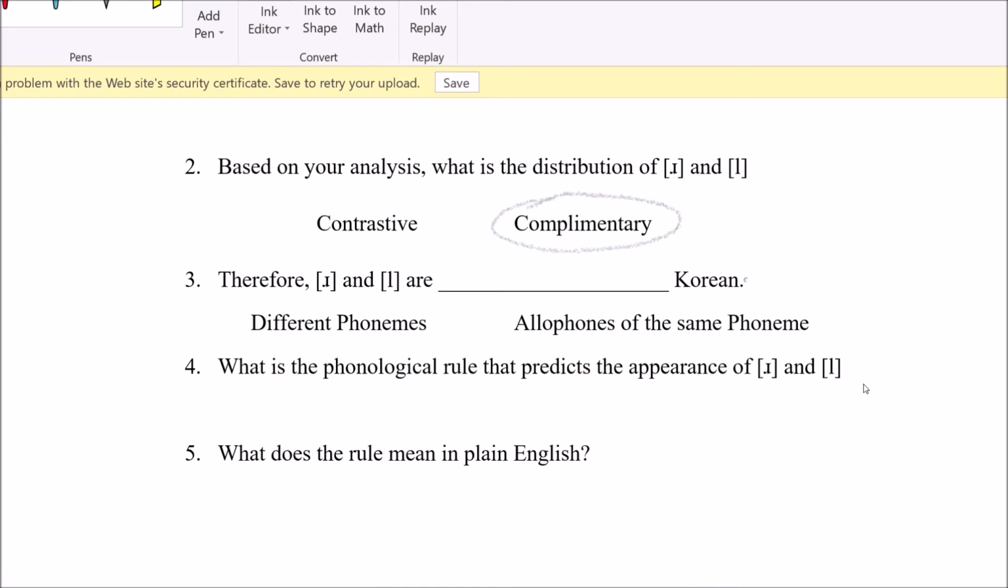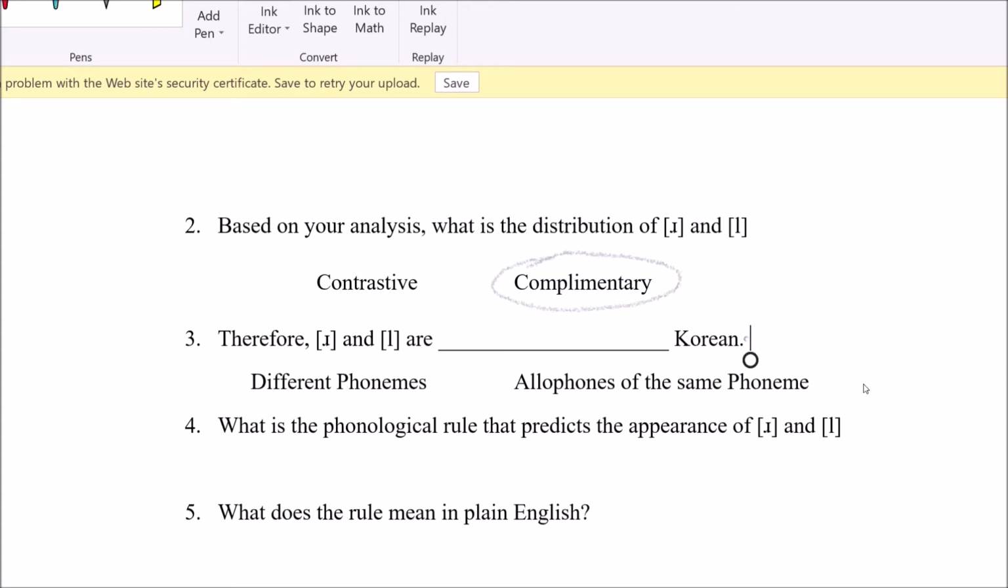So now on the test, you need to show me that you understand what the difference between contrastive and complementary are and what they mean. So you're telling me that when we find that they're in complementary distribution, therefore, oo and ol are allophones of the same phoneme based on our data.